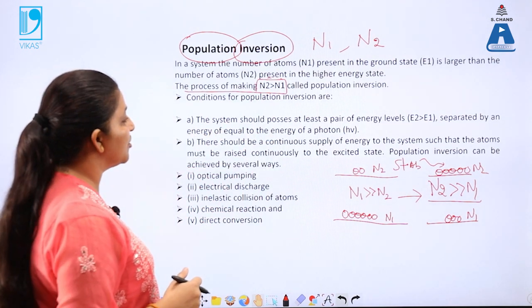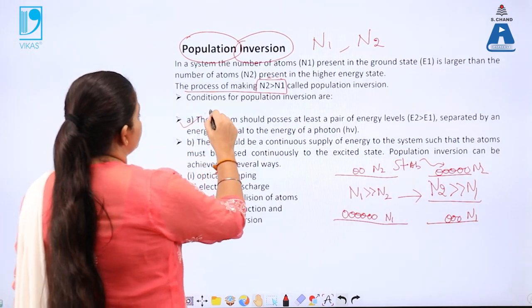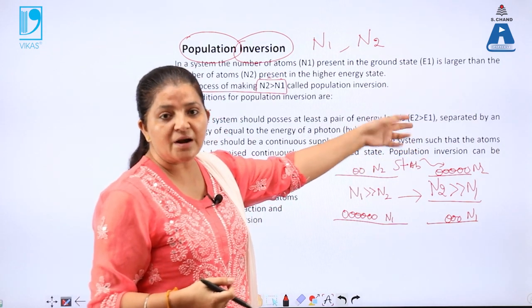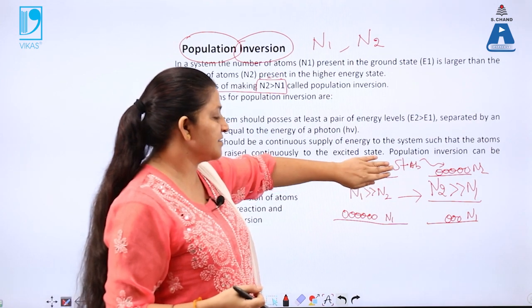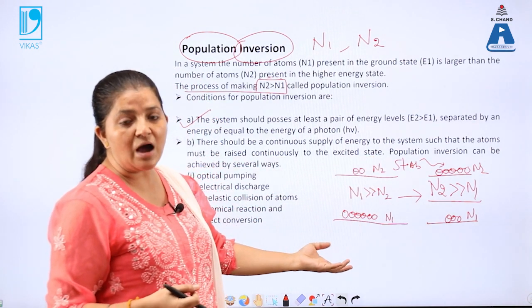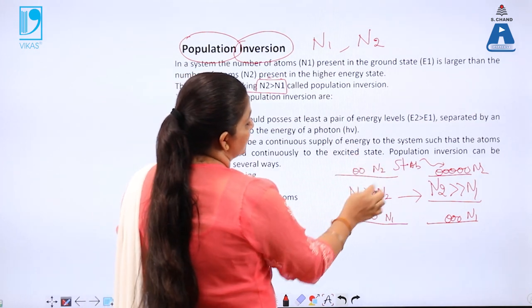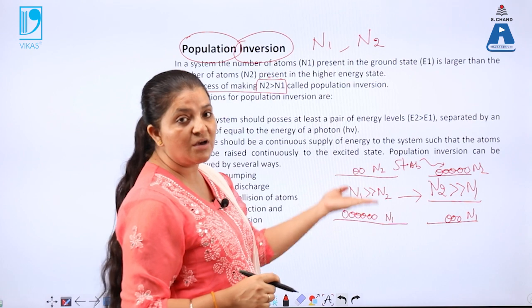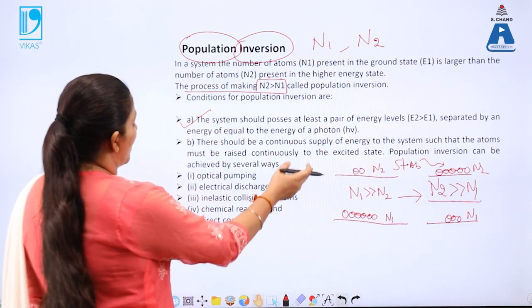Now there are some conditions for population inversion. First condition: we know that E2 must be greater than E1. That means some excited states must be there. If there is no excited state, then where will the atom move after absorbing the radiations? If excited states are present in the atoms, then atoms will move from the lower state, the ground state, to the excited state, meaning higher energy states. So that is required.